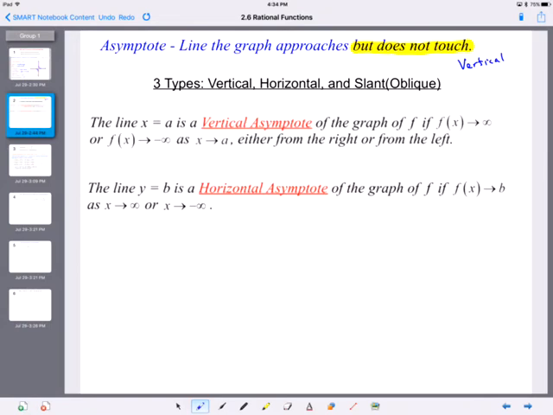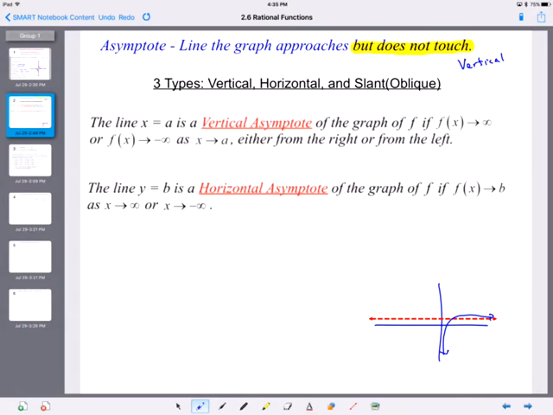You can have a graph where, let's say this is your horizontal asymptote, it can actually go across the horizontal asymptote and then get close to it from the other side. So I just want to make sure I'm clear that I got the two definitions below it for vertical and horizontal. Even though a lot of times we learn that an asymptote is a line the graph approaches but does not touch, that's not 100% true. That's true for vertical, but not for horizontal.